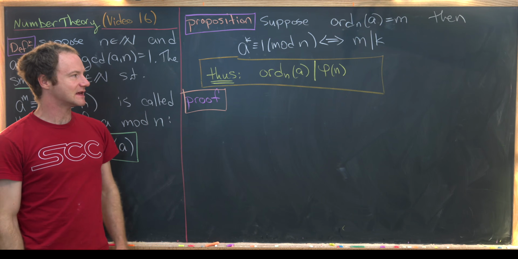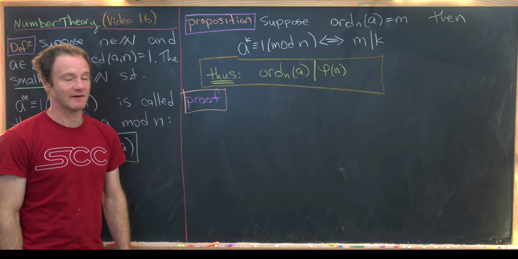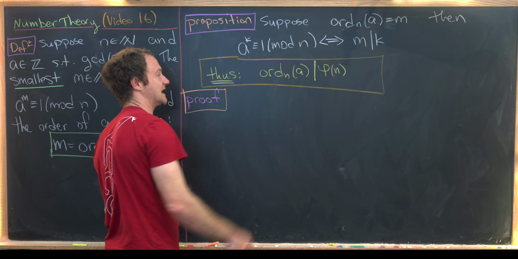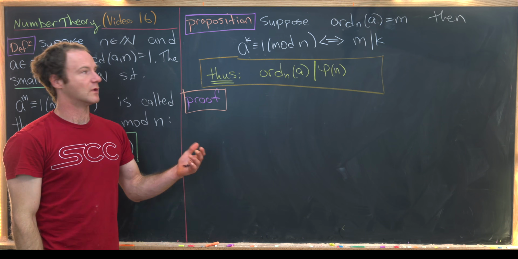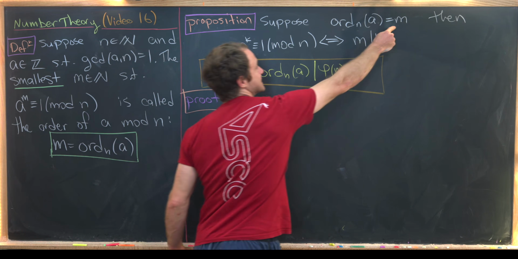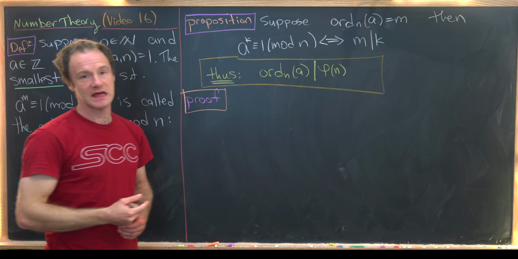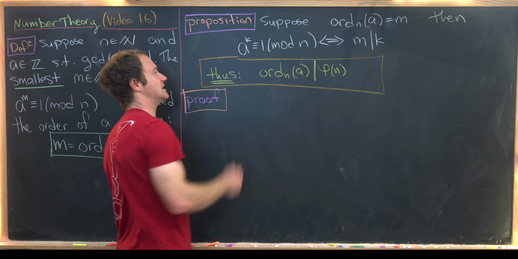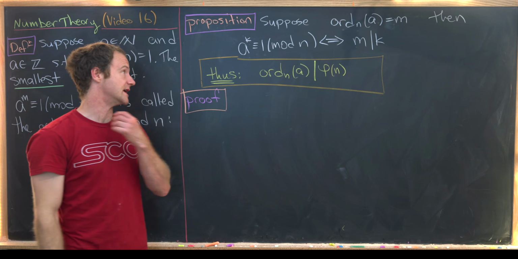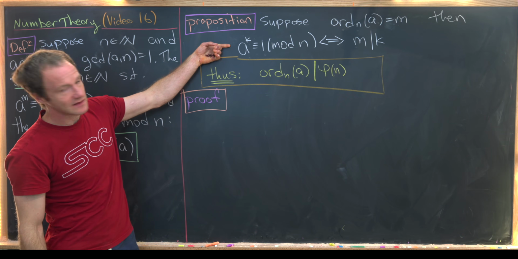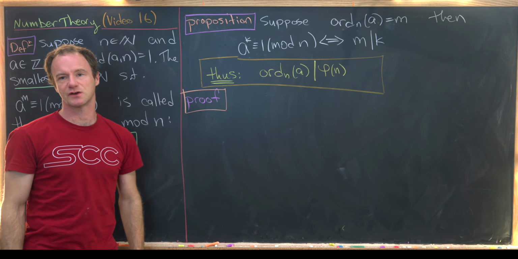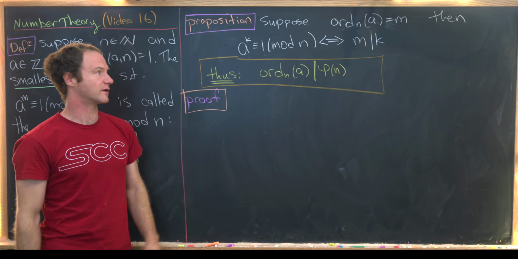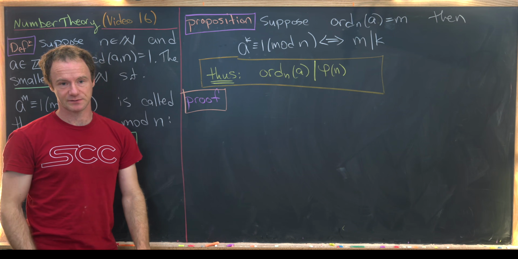Notice that immediately gives us the following thing, which I have in this orange box. The order of a mod n divides phi of n. Well, how do we see that? We just replace this m with the order of a mod n, and then recall that Euler's theorem says that a to the phi of n is always congruent to 1 mod n. So if we can prove this slightly more general statement, then we've got this orange box for free. This orange box is maybe the most important thing that we take away from this proposition.